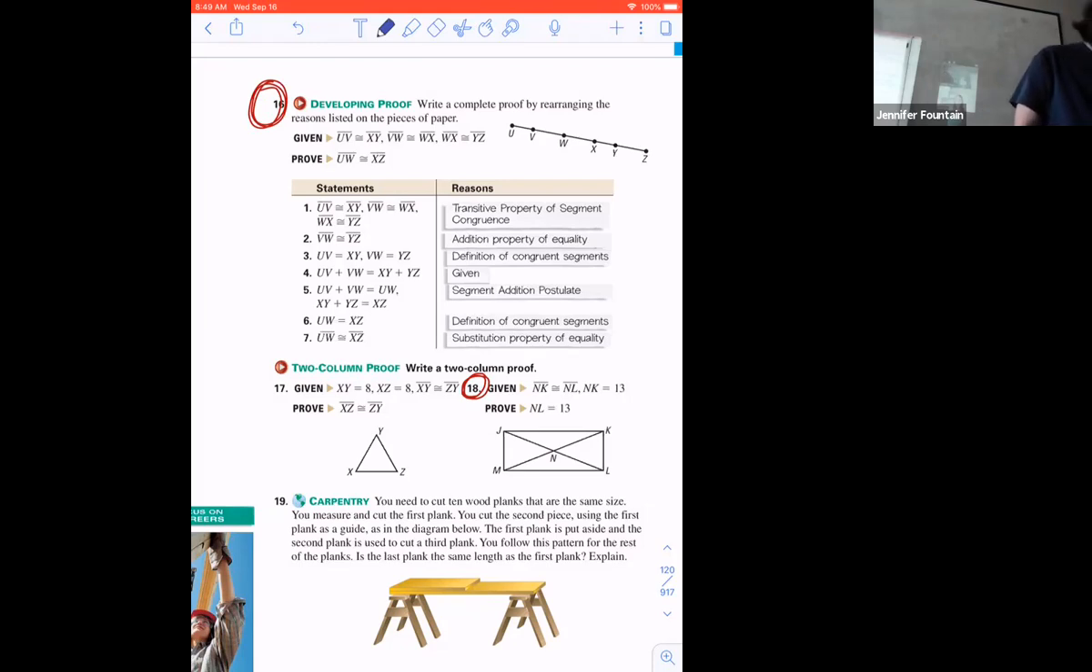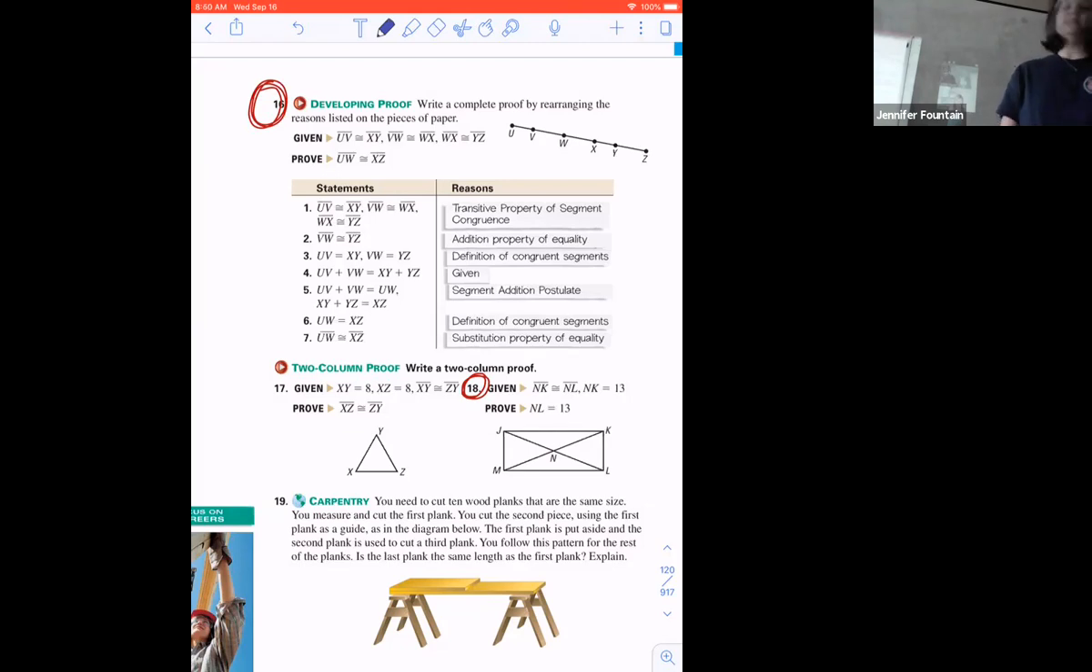Okay, and then 5, when I jumped ahead, we have UV plus VW equals UW, and XY plus YZ equals XZ. So this is the segment addition postulate, okay? Because we're showing where we add them together and they equal the bigger segment. Okay, and then step 6, UW equals XZ.